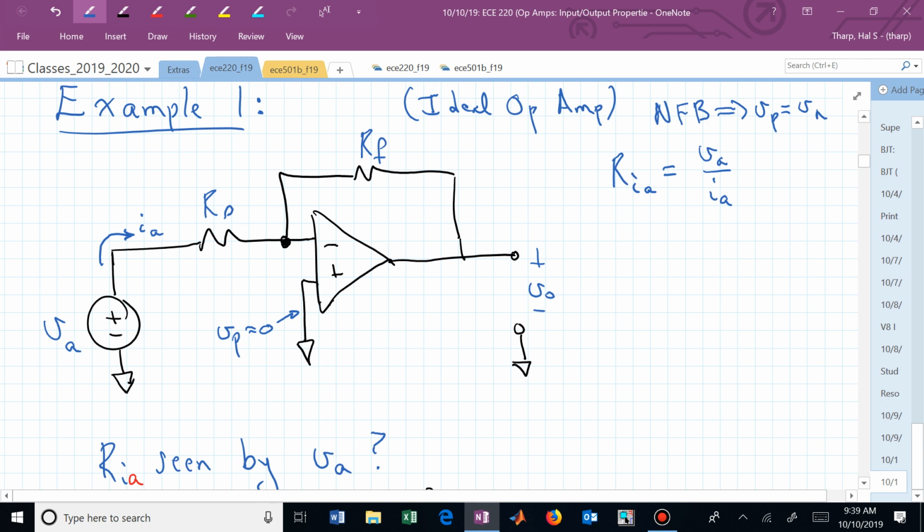Can you now find I sub A? We know V sub A, that's given. That's sort of like our test source that we've been talking about when we looked at Thevenin equivalents. V sub A you could view as a test source, but now it's a generic V sub A. What is I sub A? Is I sub A 0?